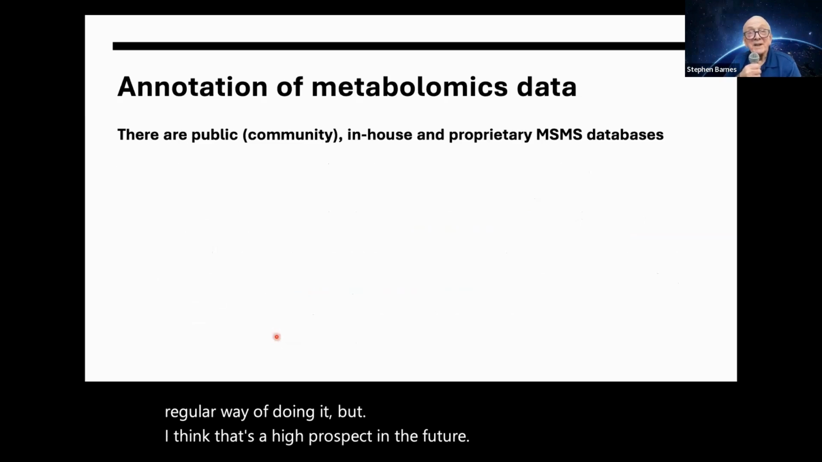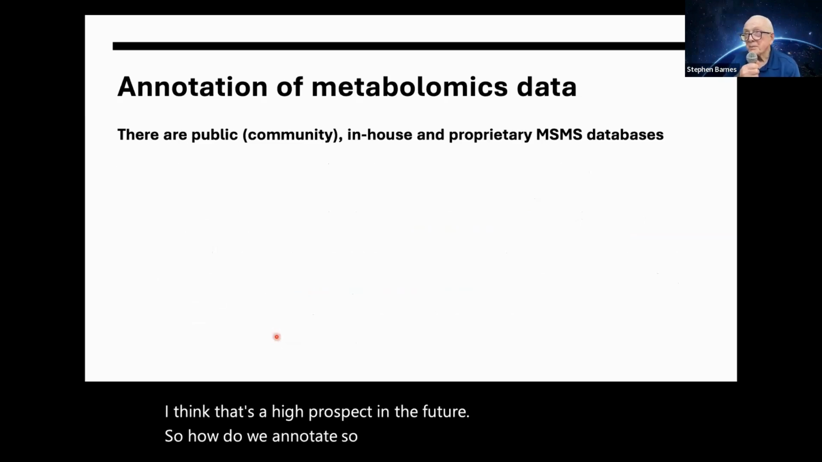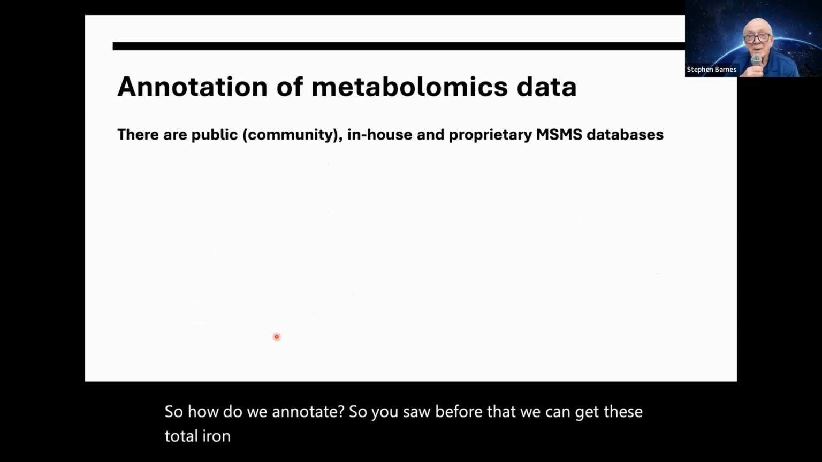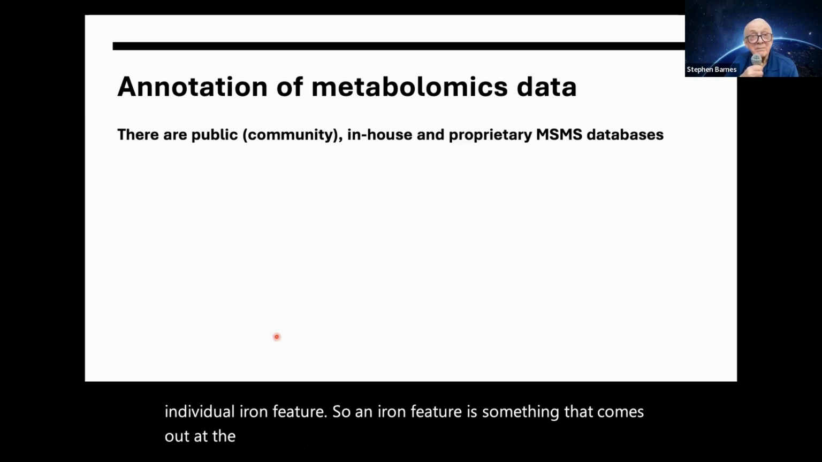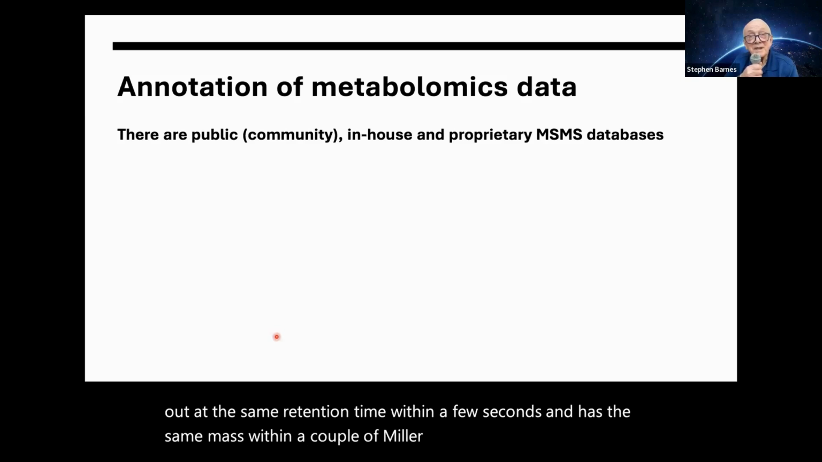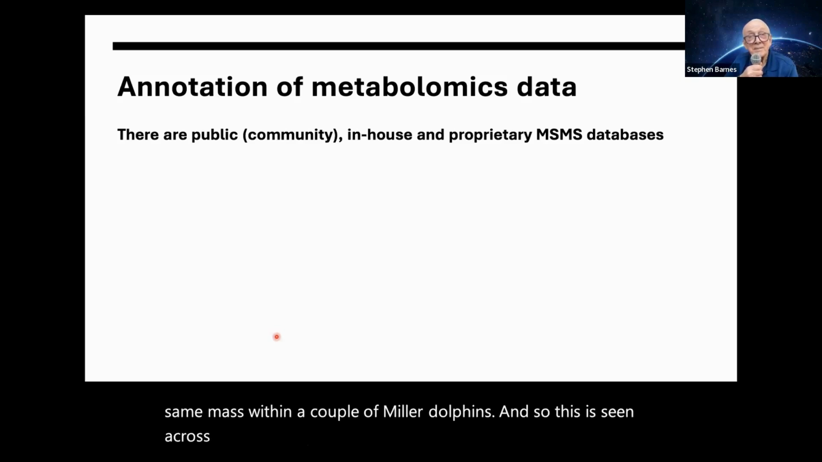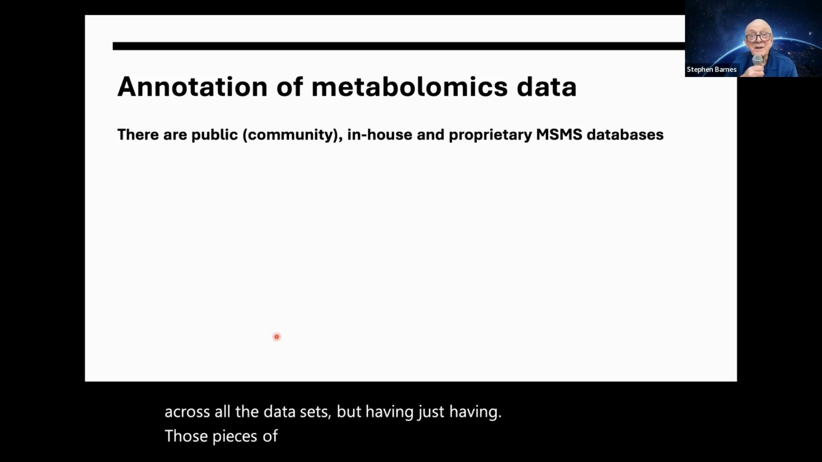So how do we annotate? You saw before that we can get these total ion chromatograms, and by going in, we can look at the individual ion feature. An ion feature is something that comes out at the same retention time within a few seconds and has the same mass within a couple of millidaltons. And this is seen across all the data sets. But just having those pieces of information is not enough.